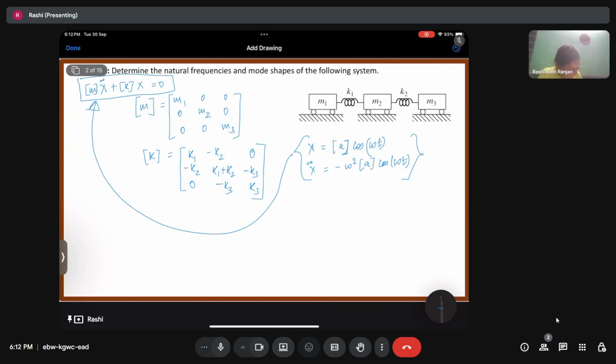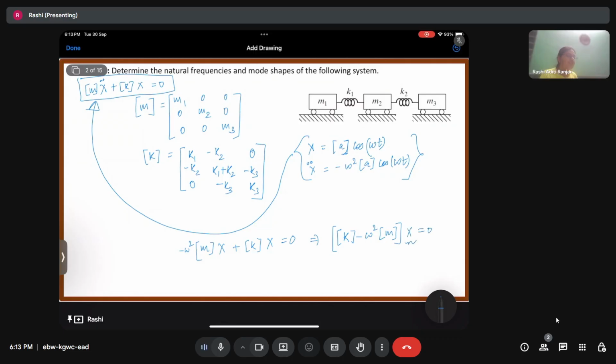We'll get m, which is going to be multiplied with a cos omega t, which we can write as capital X. So minus omega square m x plus k x is equal to 0. This implies (k minus omega square m) into x is going to be equal to 0.